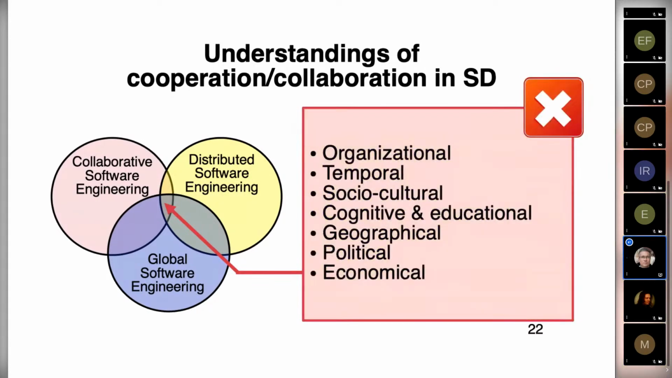But at the same time, these cooperation and collaboration understandings are facing a lot of challenges, because it is not possible to have the same understanding at 7 different aspects of the software engineering or that impact the software engineering. First of all, there are a huge amount of challenges at the organizational level. We also have a huge amount of challenges temporally, okay?